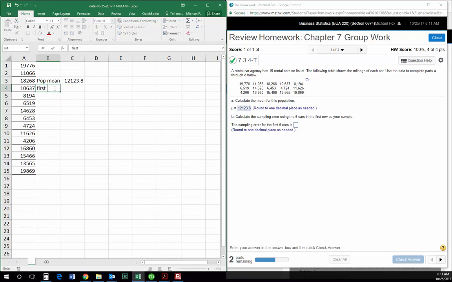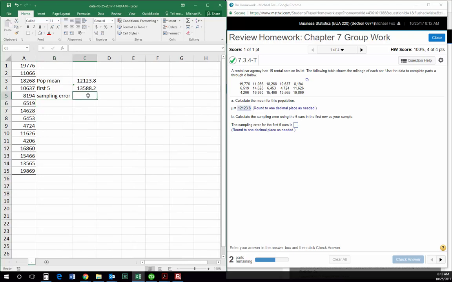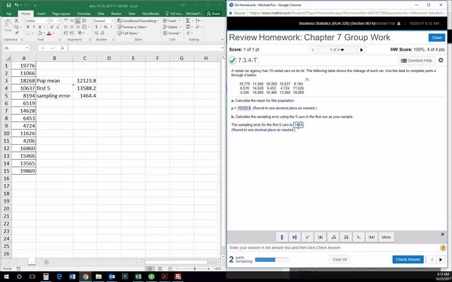So again, all we do is take the mean of the sample. 1, 2, 3, 4, 5. And then remember that the sampling error is x-bar, or the mean of the sample, minus the mean of the population. So our sampling error is 1464.4.